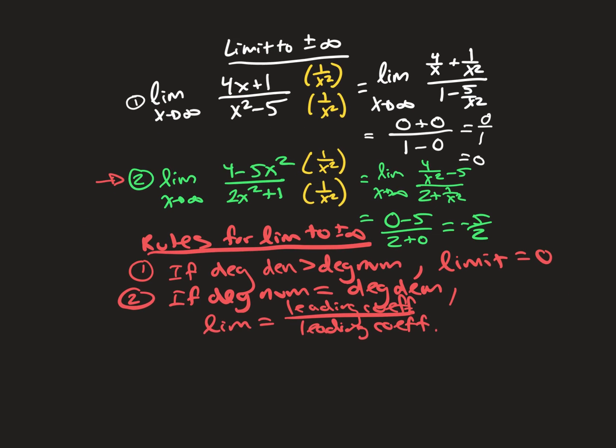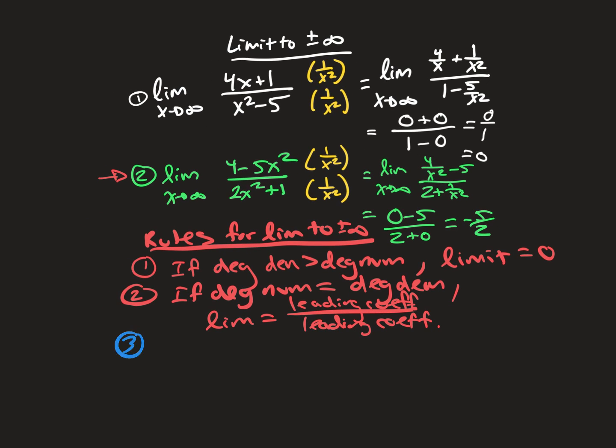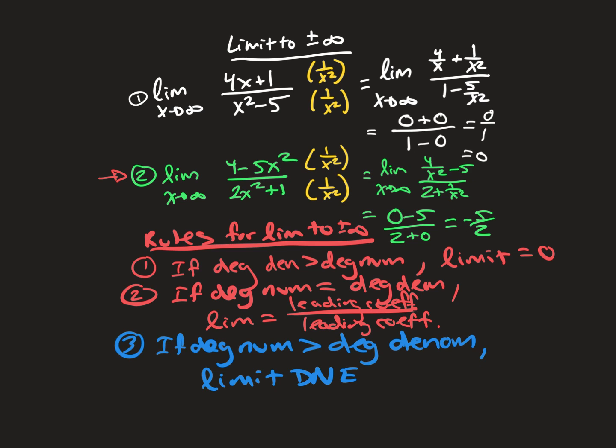We haven't talked about if the degree of the numerator is greater than the degree of the denominator, then the limit does not exist, because depending on the problem, that graph will either be approaching positive or negative infinity, so that's not a specific number. So we would say the limit does not exist. Okay, so that's a little bit about limits to positive or negative infinity.